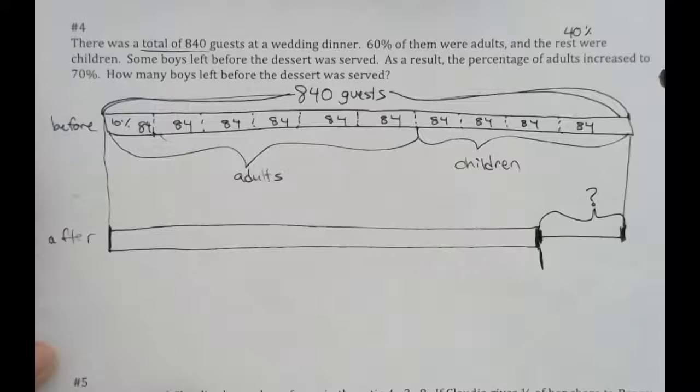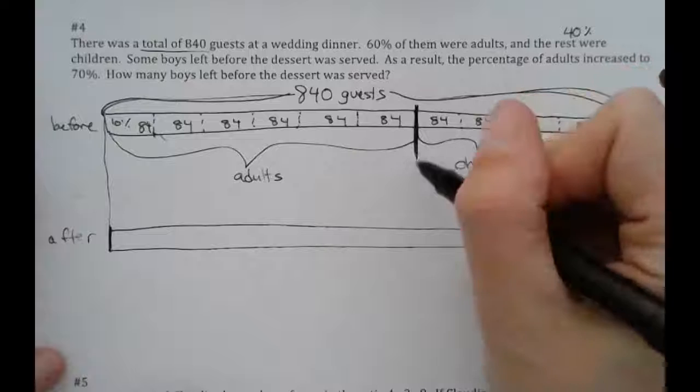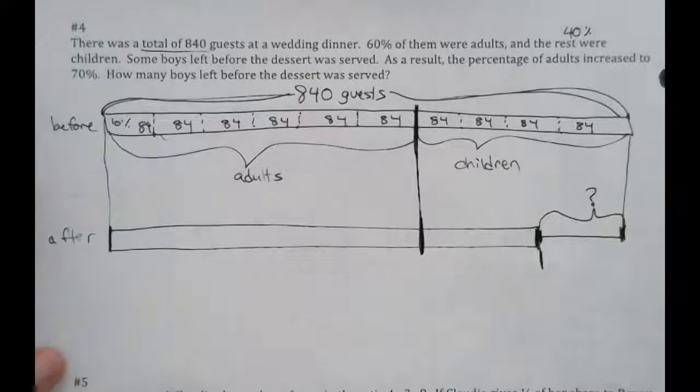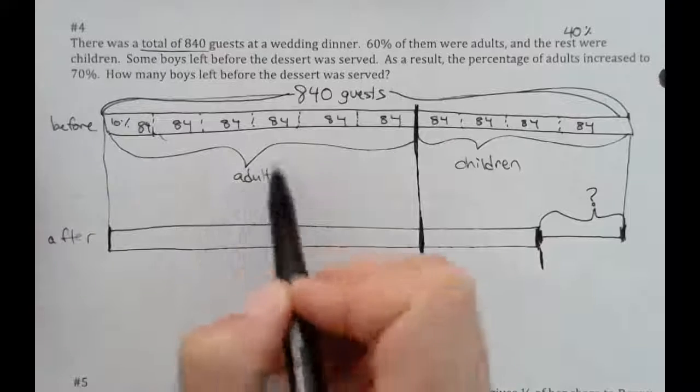Now, as a result, the percentage of adults increased. So the number of adults is not changing. There's only kids that left. So I'm going to make a big fatty line right here. The key is to realize the number of adults is still the same. However many there were here are still here. They didn't leave before dessert. Only some of the kids did. So how many boys left? So this is our question. How many adults are here?